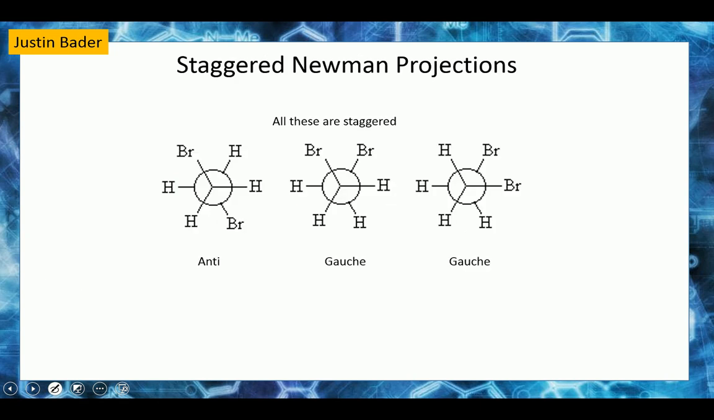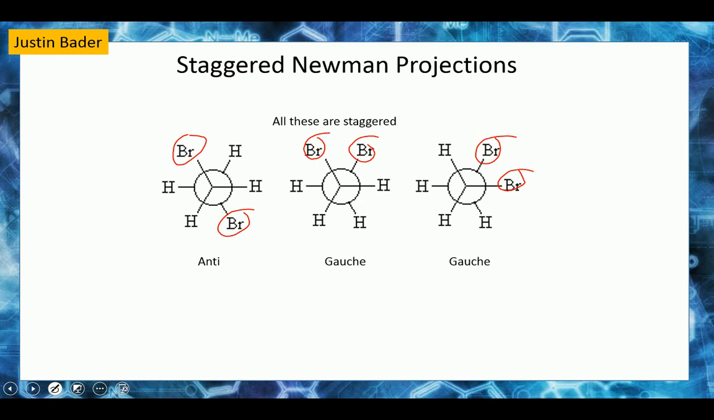Now, there are different types of Newman projections. There are staggered Newman projections, and all these are staggered. And what staggered means is that the groups are not right on top of each other. And these staggered conformations can be categorized as anti or gauche. We'll see on the left that the two largest groups, the bromines, are opposite each other, therefore they are anti, whereas for the gauche interactions, the BRs are adjacent to each other, so they are gauche. All three of these are staggered because, like I said, they are not right on top of each other.